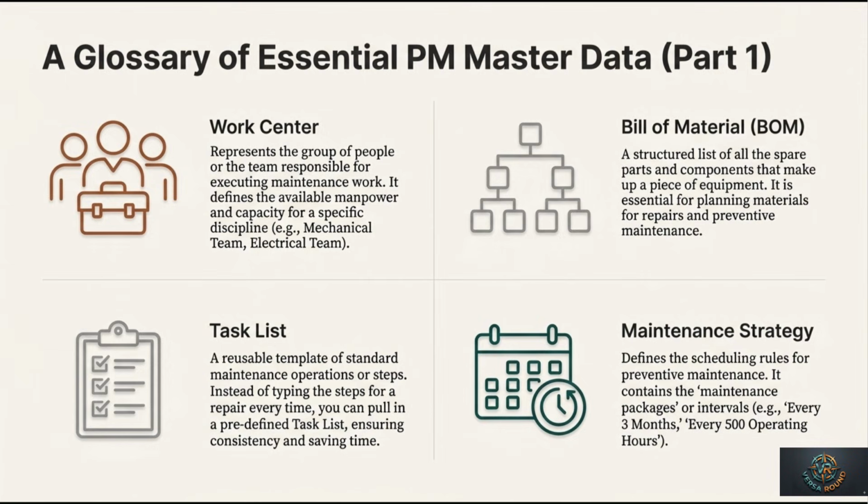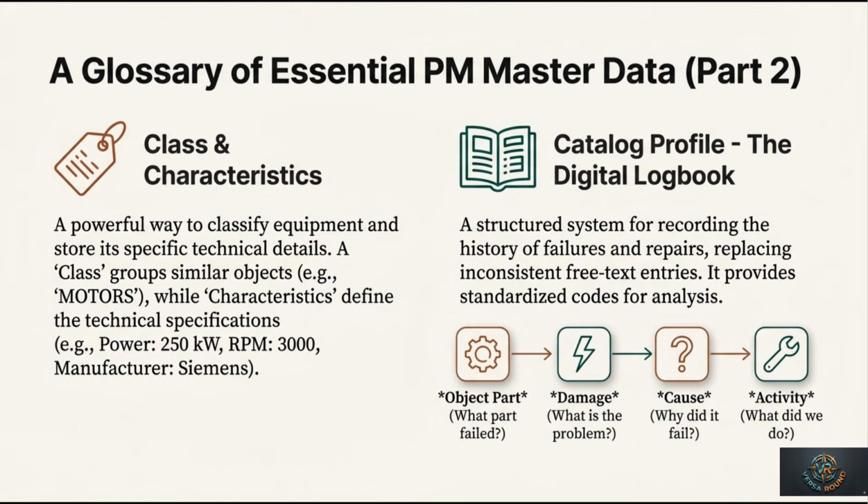Task list, this is a template of steps. Instead of typing instructions every time, you pull in a standard task list. Maintenance strategy, this defines the when, scheduling rules like every 3 months or every 500 hours. Class and characteristics, these allow you to store technical details like a motor's RPM or voltage.